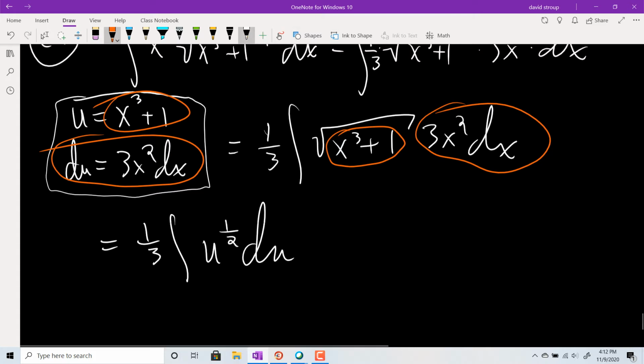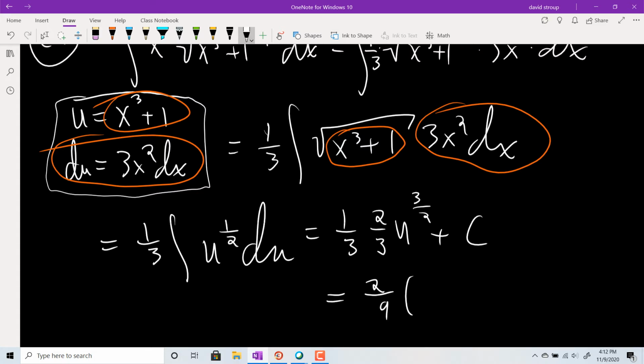Okay, and then I can integrate this thing. So I get 1/3 u to now the 3/2 times 2/3 plus c. And then if you begin in x, you have to end in x. So you need to back substitute and get 2/9 times (x cubed plus 1) to the 3/2 plus c.